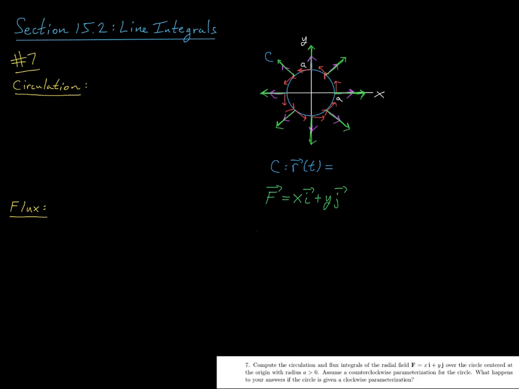All right, question 7 says compute the circulation and flux integrals of the radial field F, which is xi plus yj, over the circle centered at the origin with radius a. Assume a counterclockwise parameterization for the circle.